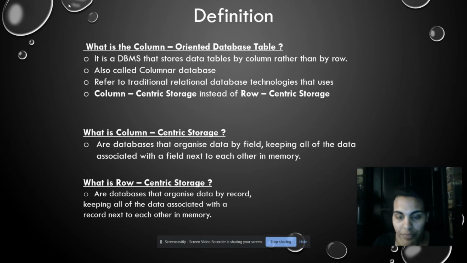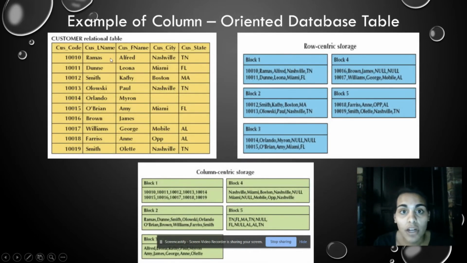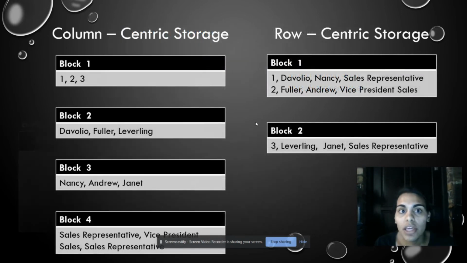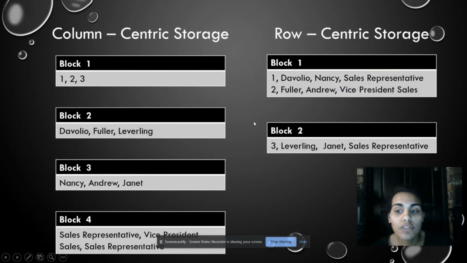This is an example of a column-oriented database, row-centric storage, and column-centric storage. I'm going to be using the employee table from Northwind. As you can see, this is your normal table from your database. And the second table is your employee relational table, where you would look at each column instead of each row. Here you have your column-centric storage and your row-centric storage.